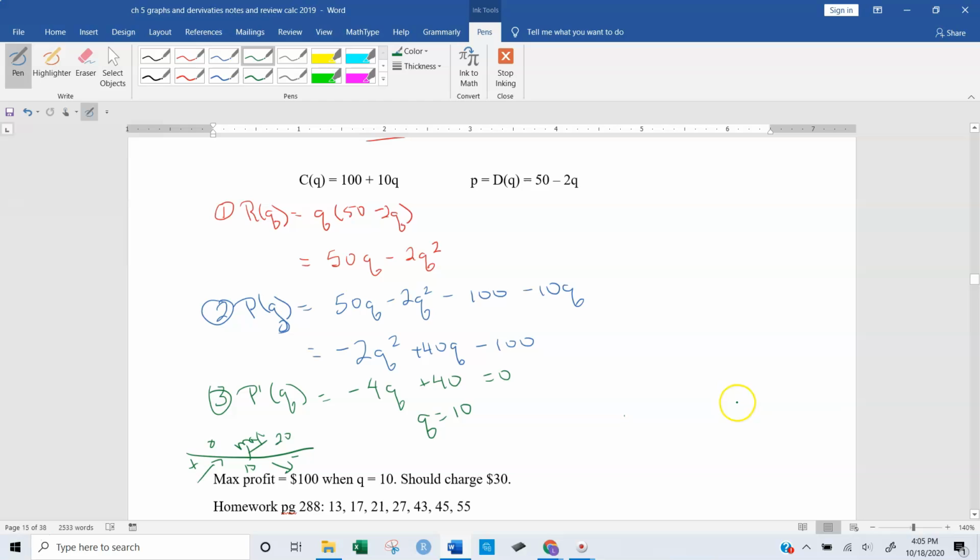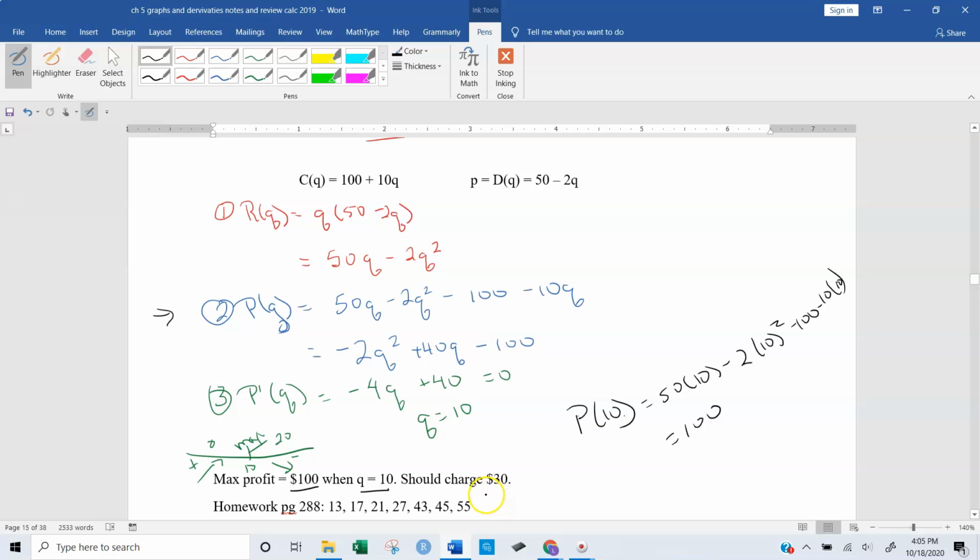To find that profit, we take the 10 and we plug it into the original. I'm running out of room. So we take P of 10, which is equal to 50 times 10 minus 2 times 10 squared minus 100 minus 10 times 10. Oh, I should have used the bottom one. Oh well. When you plug that all in, you would have gotten 100. So when you're producing 10 items, you'll make a max profit of $100.